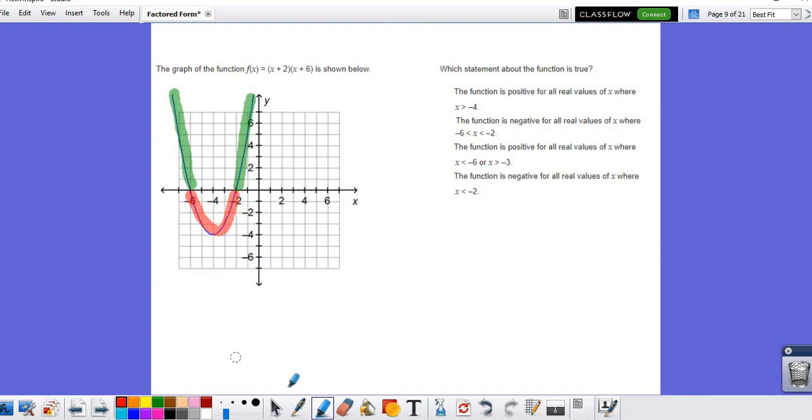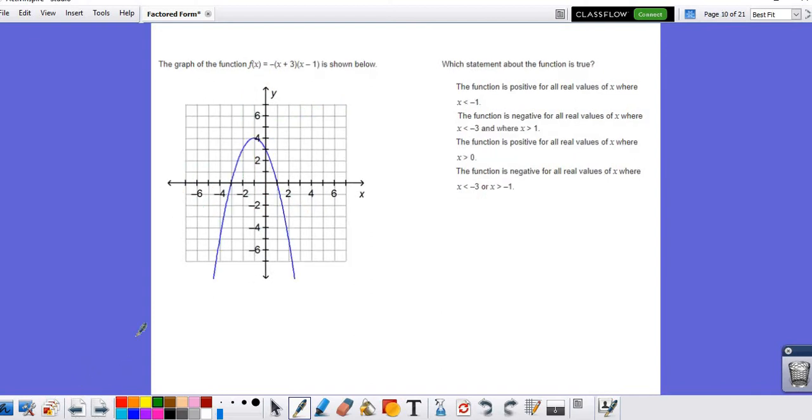So it kind of just gave you the answer, right? So if you're looking at negative, it's negative at negative 6 to negative 2, okay? So this side is negative. Up here, these are the positives. This is the positive side. All right.